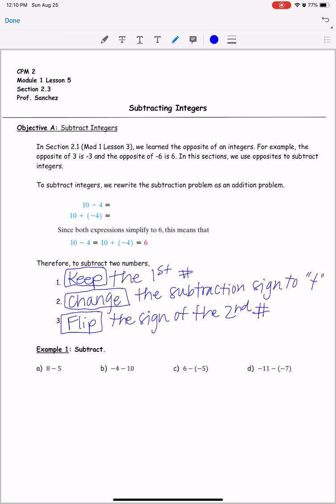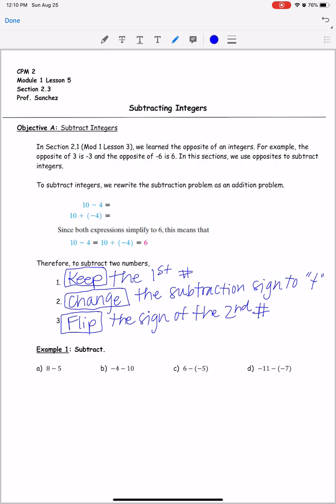I purposely boxed those answers. We're going to refer to this as keep, change, flip. What we mean is first keep the first number, then change the subtraction sign to addition, and then flip the sign of the second number. If the second number is positive, we're flipping that sign to negative. If that second number is negative, we're flipping that sign to positive.